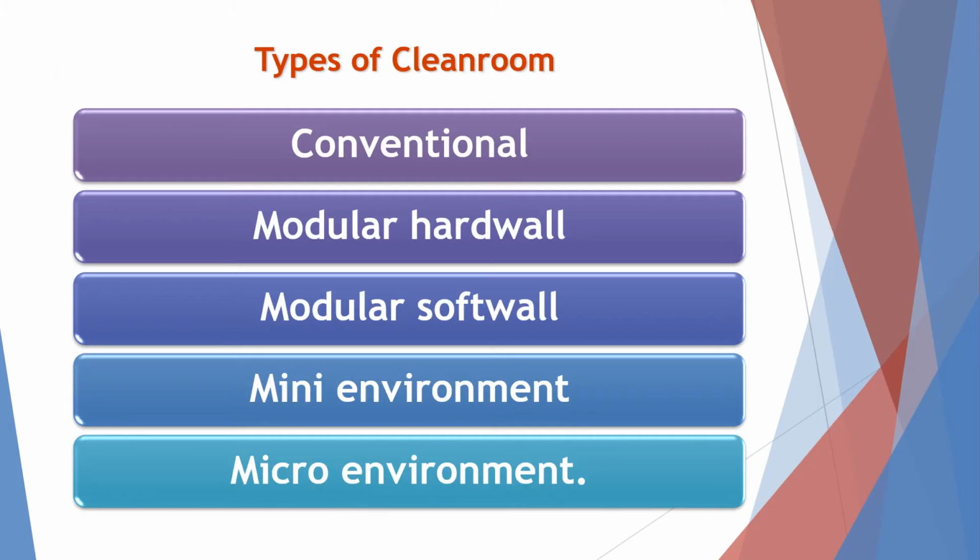Now let us look into the types of clean room. Previously we saw the classes. Now we see the types of clean room. There are five types: conventional, modular hard wall, modular soft wall, mini environment, and micro environment. Let us see the types of clean room one by one.